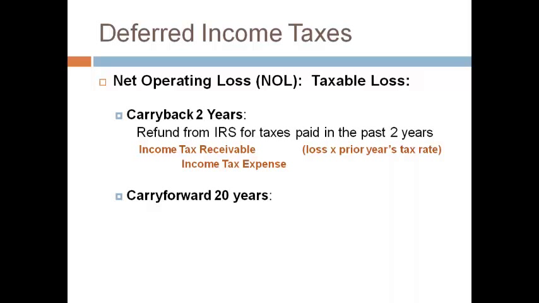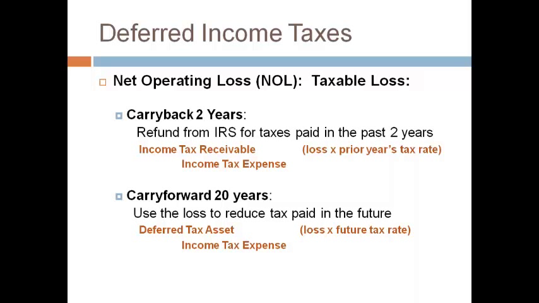A company may also offset future income if there is no prior year income or the tax rate is higher in future years. Paying lower taxes in the future is a deferred tax asset, and this account is used to record the future benefit. A company can elect to carry back or carry forward, or they can also carry back to the extent of prior income and then carry forward the rest.